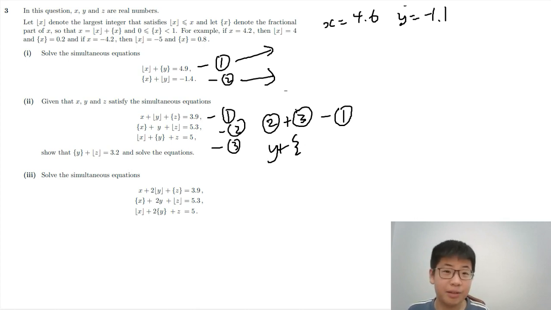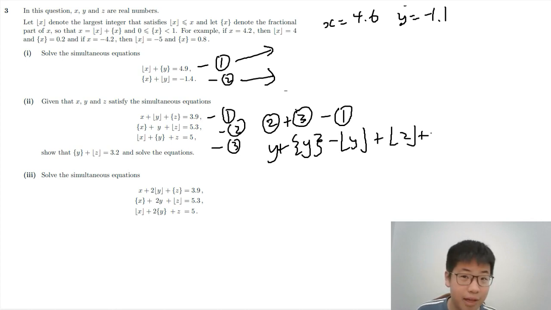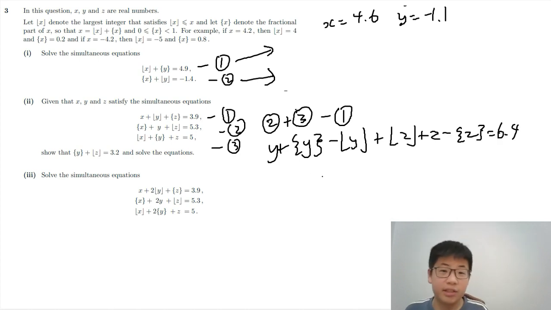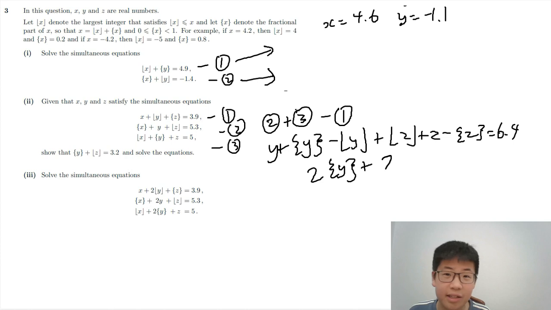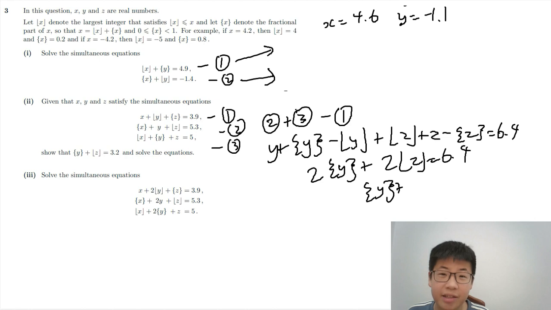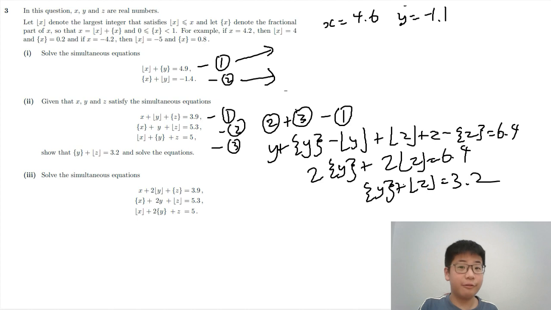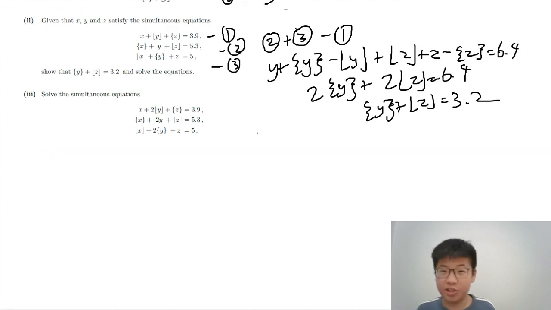So y plus fractional y minus floor y plus floor z plus z minus fractional z equals 6.4. So since y minus floor y is fractional y, we can happily write 2 fractional y. And since z minus fractional z equals floor z, 2 floor z equals 6.4. And then fractional y plus floor z equals 3.2. There, we have just solved the first part of the question. Now there are actually 3 parts to part 2, the other being the other cyclic permutations.